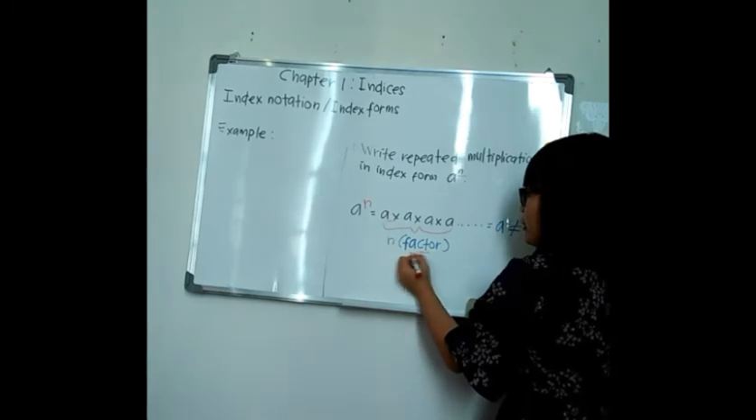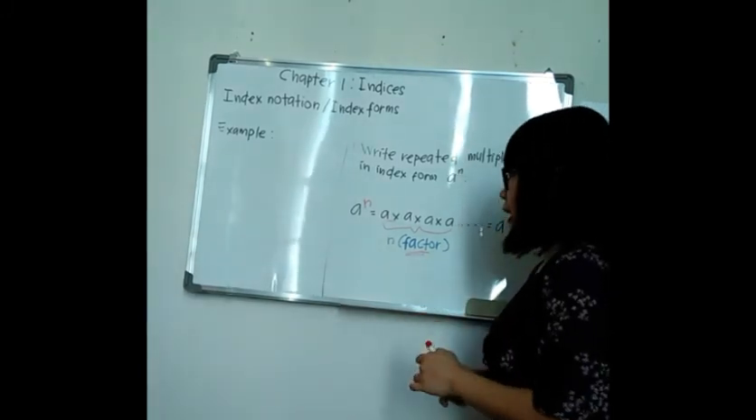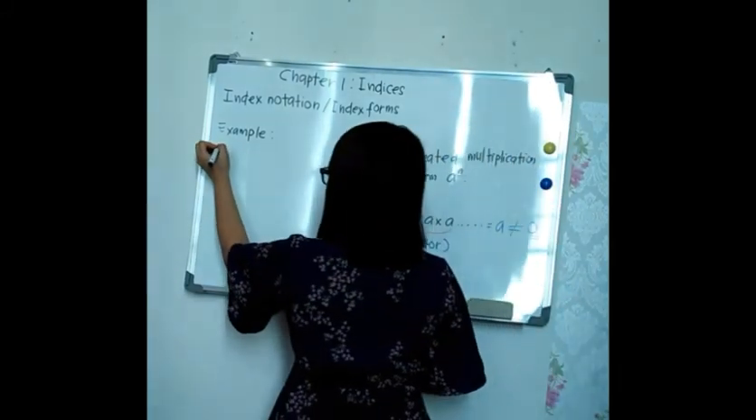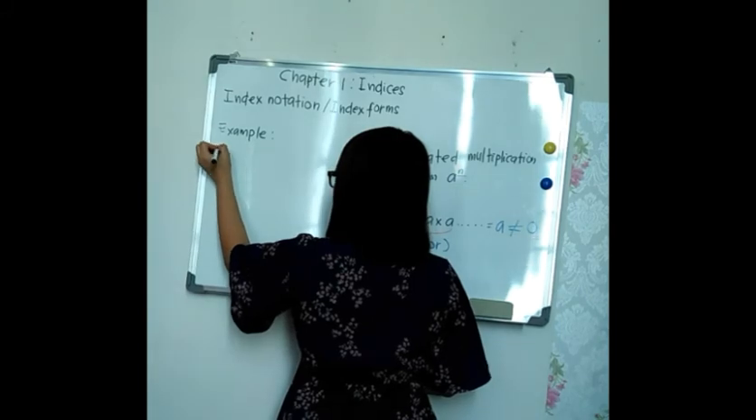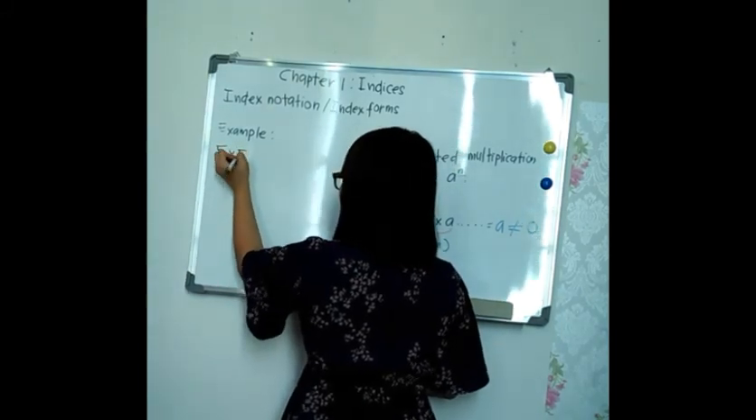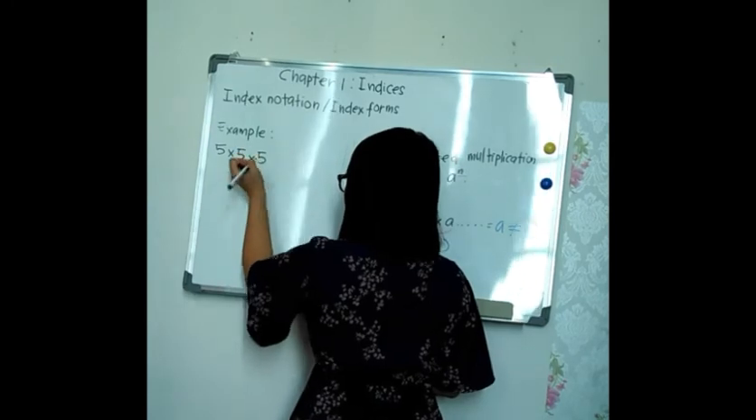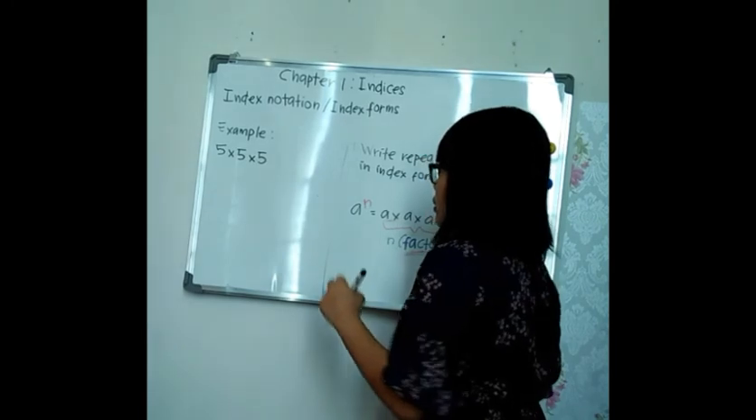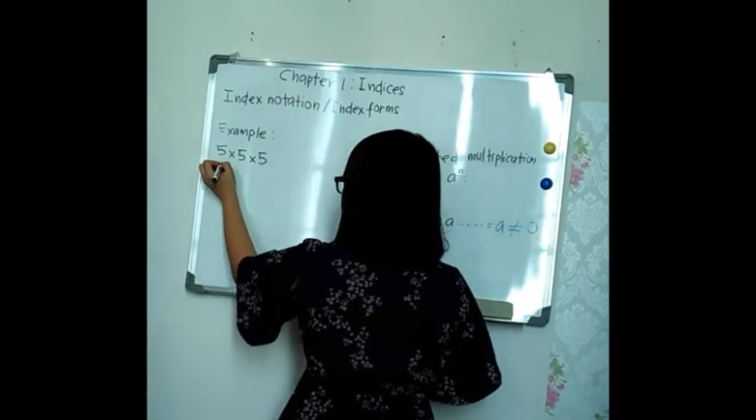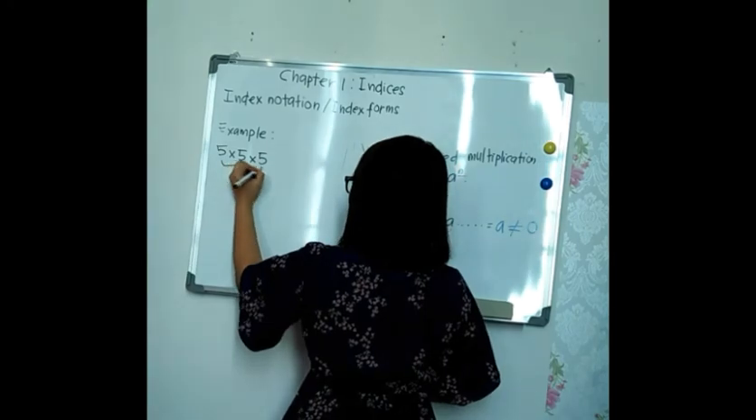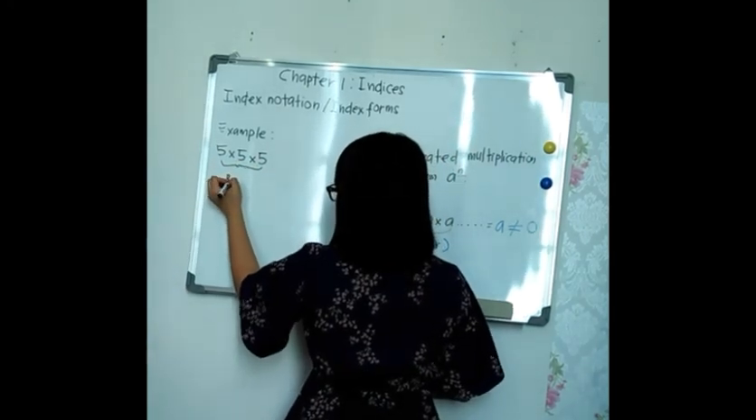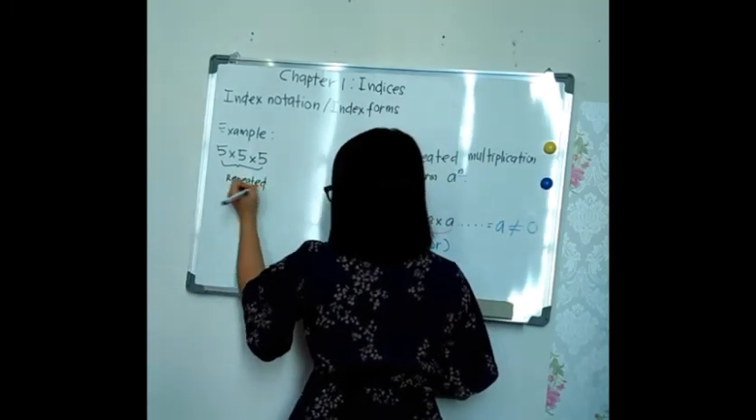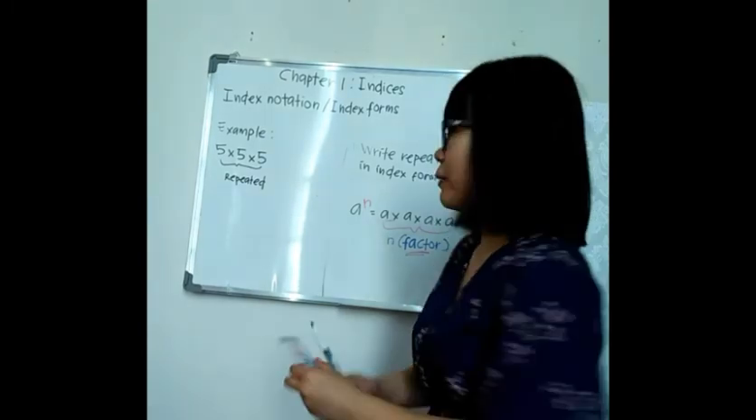Okay. Example: since the base is 5, 5 times 5 times 5, so 5 is repeatedly multiplied 3 times.